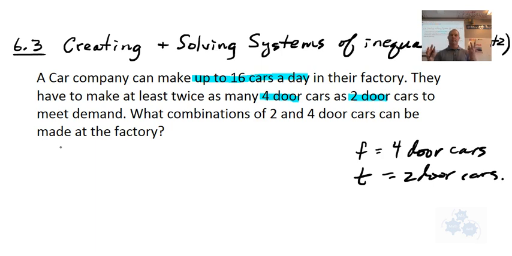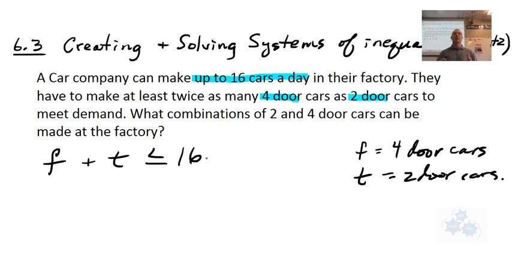Two types of cars, F and T, and the company can make up to 16 cars a day. So what's the rest of this? 4-door cars plus 2-door cars, what? Less than or equal to 16. Yes. Everybody see that? Okay.